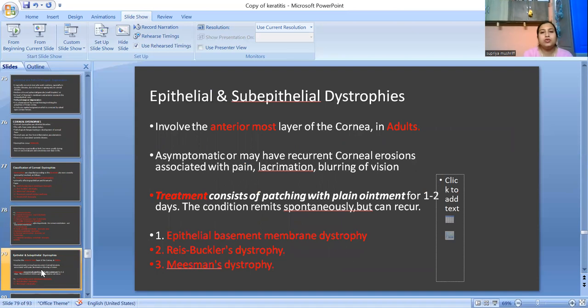Epithelial and subepithelial dystrophies involve the anterior-most layer of the cornea. They may be asymptomatic or may present with recurrent corneal erosions associated with pain, lacrimation, and blurring of vision. Treatment consists of patching with a plain ointment for 1 or 2 days. The condition remits spontaneously but can recur. Examples are epithelial basement membrane dystrophy, Reis-Bücklers dystrophy, and Meesmann dystrophy.